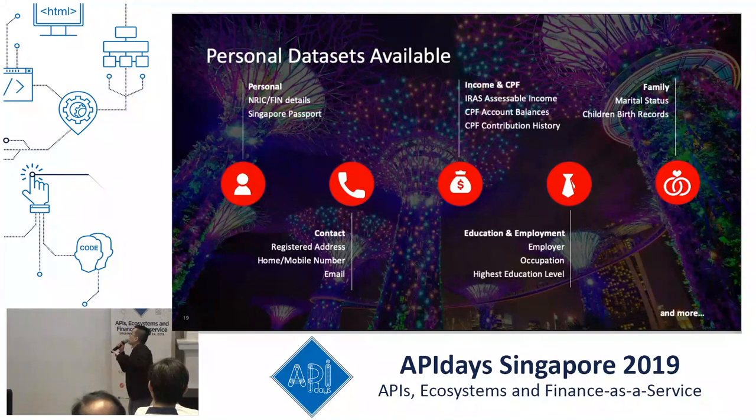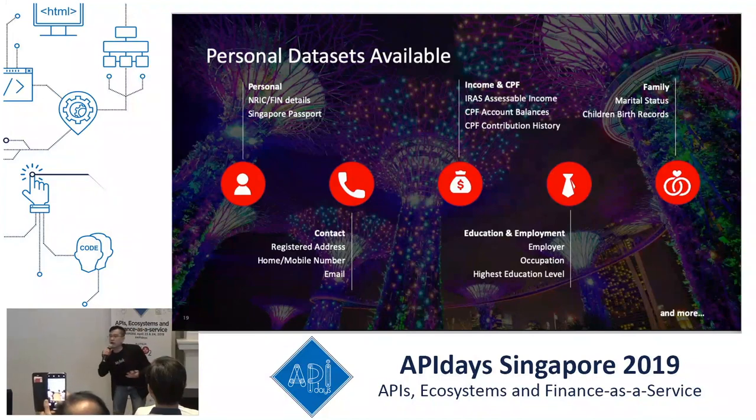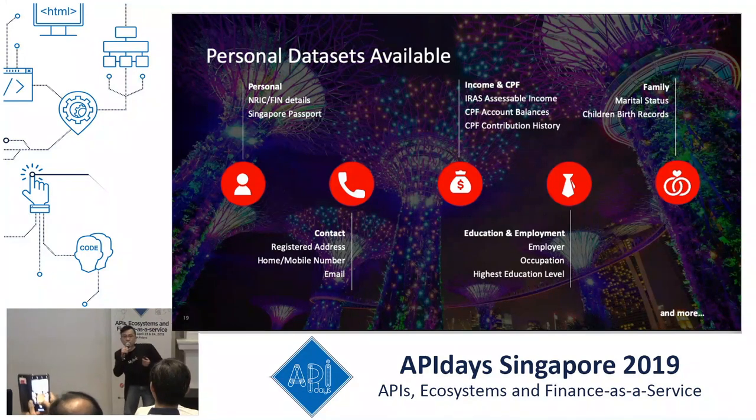Okay, today we started off with this set of data, which is your personal data from your NRIC, your FIN card, the Singapore passports, right? We also have the contact details from SingPass, which is the verified email and mobile number. And then we also have your income statements from IRAS, and I have some IRAS colleagues here as well, and CPF contribution history. We also have some education and employment information from MOM. And then we have family information like marital status and children birth records.